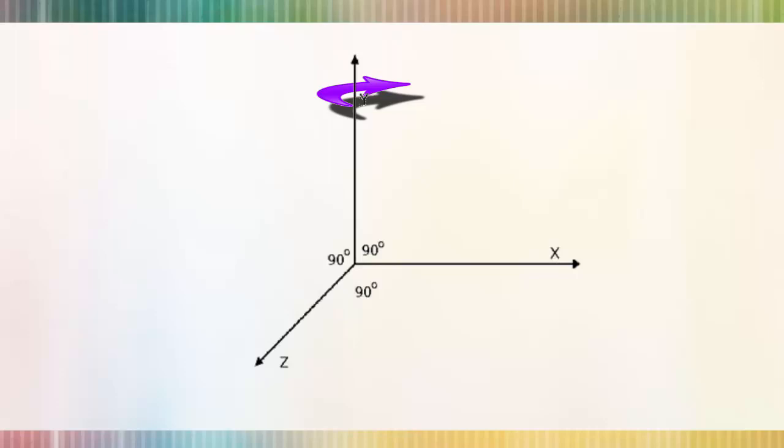A joint that rotates around two axes is known as biaxial, allowing 2 degrees of freedom of movement, and a joint that rotates around all 3 axes is multiaxial, allowing 3 degrees of freedom of movement. A joint that allows only translational movement, no matter how many degrees of freedom of movement, is called non-axial.